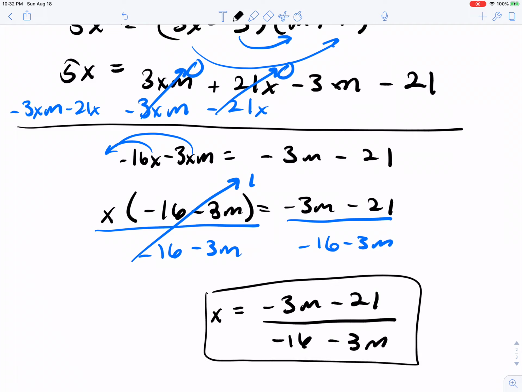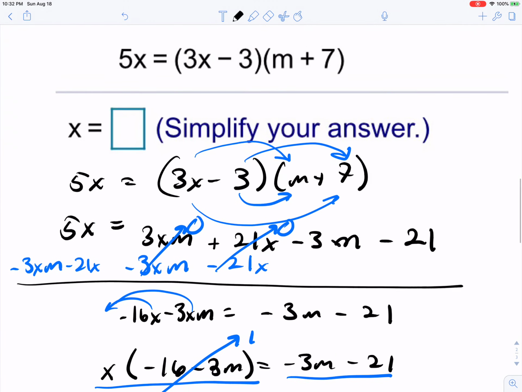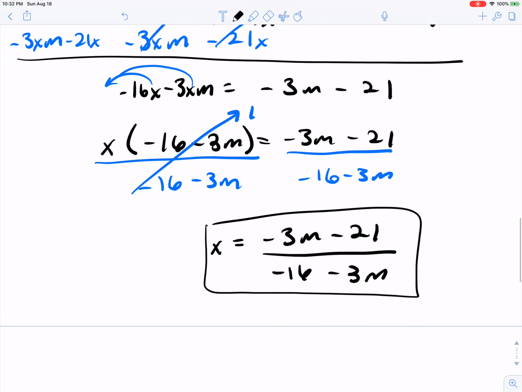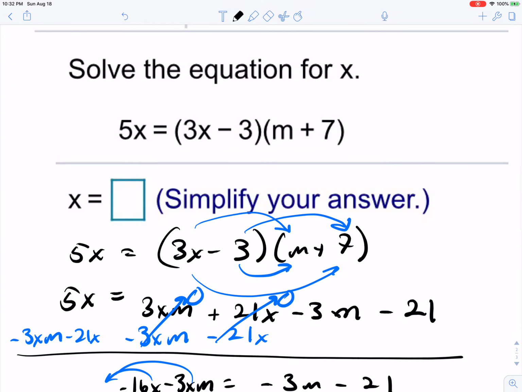Now on an exam, something like this, you would want to plug it into the original and simplify as best you can. Since there are two x's, it would take a little bit to plug this in. But you should be able to plug this into the original and check.